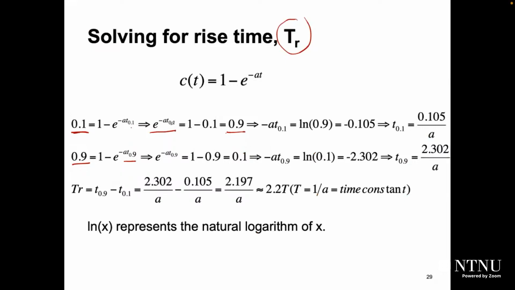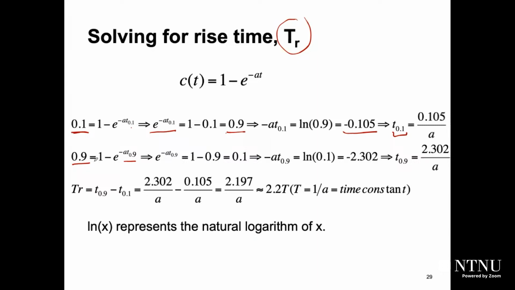Take the natural log of both sides, so minus a multiplied by t 0.1 equals the log of that part. In this case, this time will be 0.105 divided by a, which is like 10% of the time constant, since 1 divided by a is the time constant.